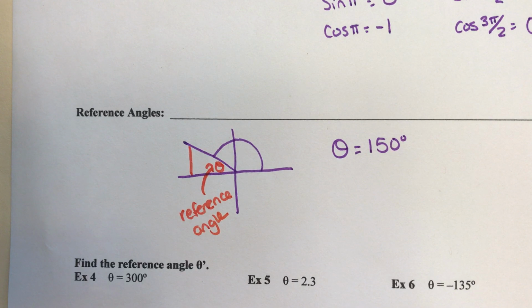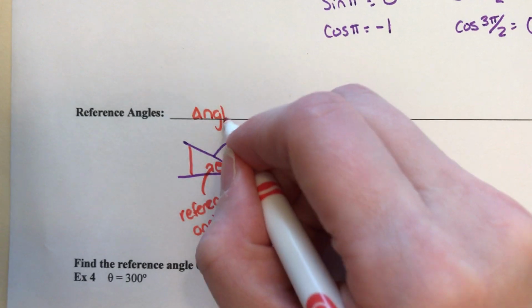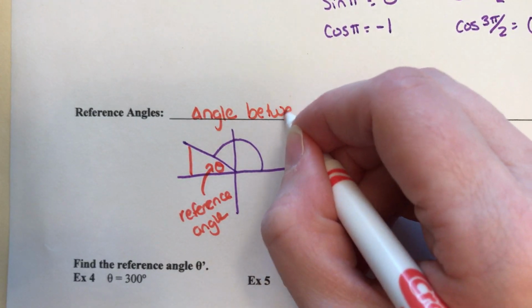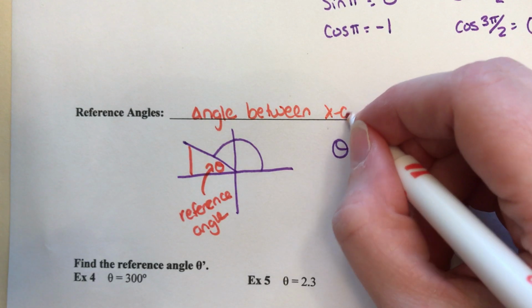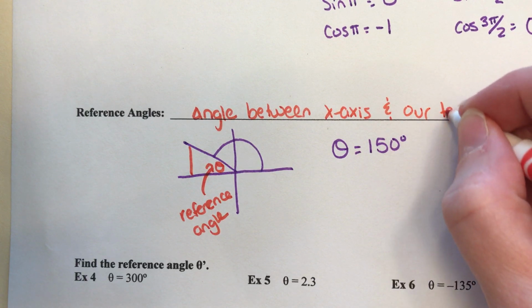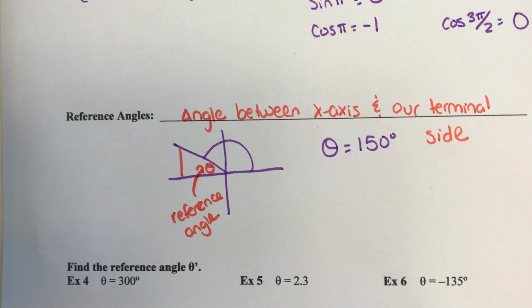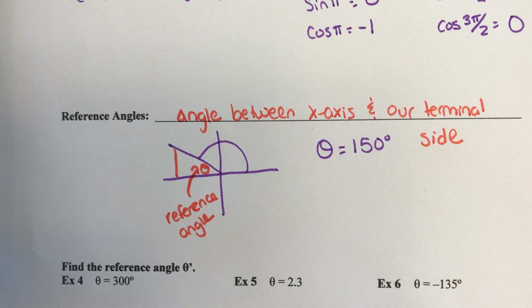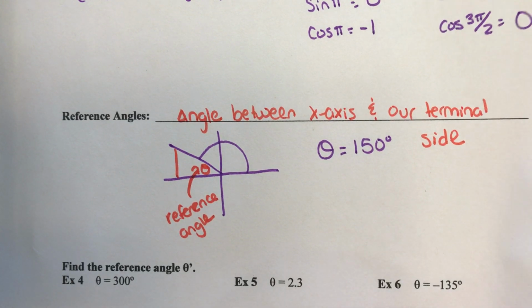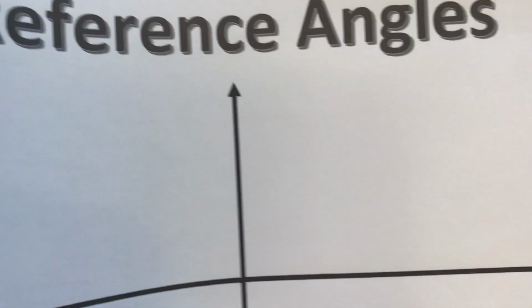A reference angle is the angle that measures to the x-axis. So it's the angle between the x-axis and our terminal side. So right now I'm going to go to the graphic organizer that we have for reference angles. And we're going to draw some reference angles and explain what this means. So flip to your reference angle graphic organizer. It says reference angles at the top.